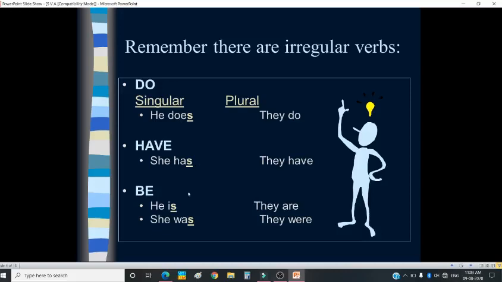They have. Be. This is the case of do. This is the case of have. This is the case of be. He is. They are. She was. They were. Plural. These all are singular forms, and these all are plural forms. Okay.